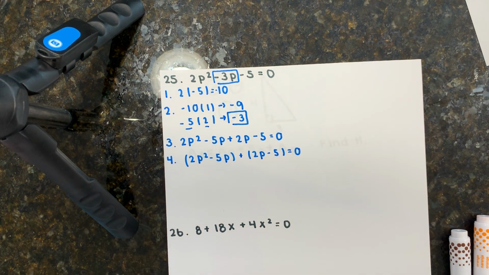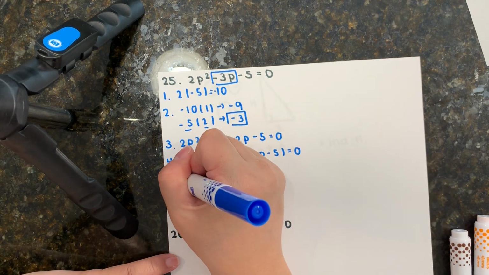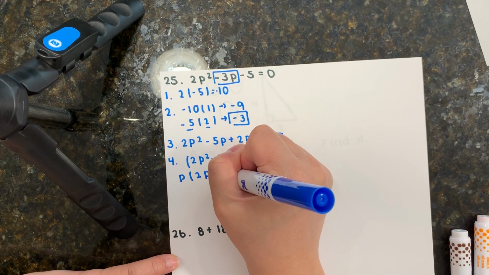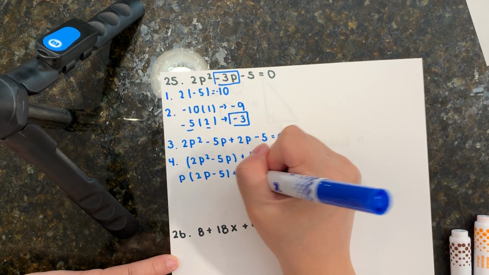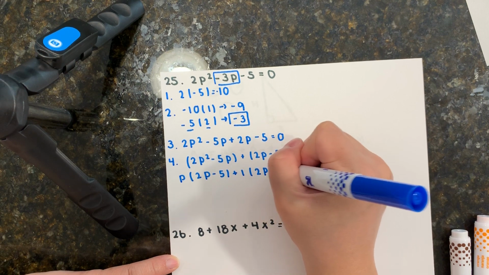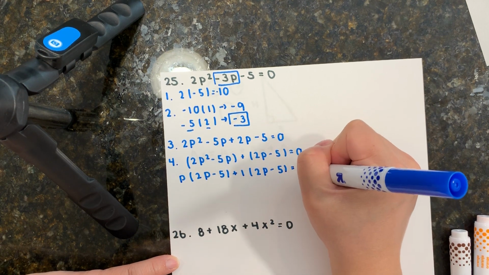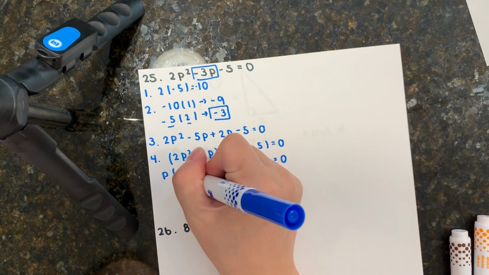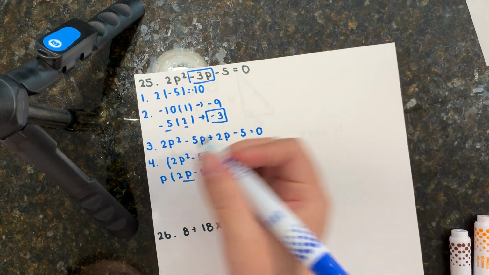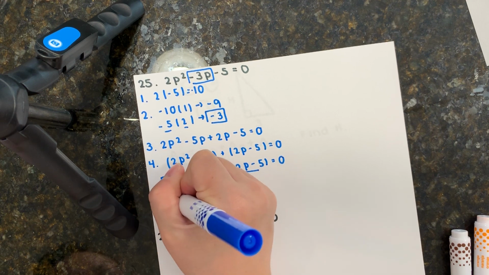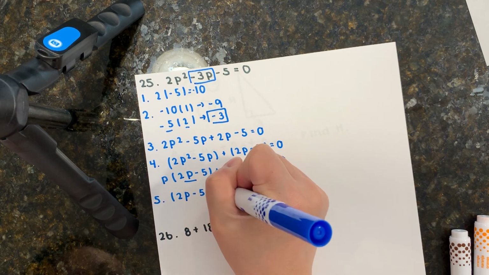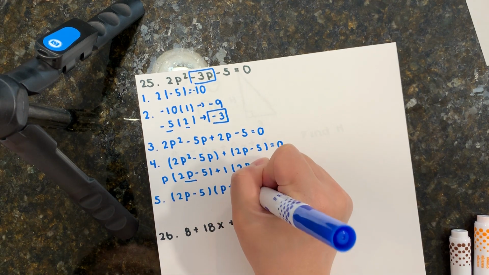And the only thing that's common within that first parenthesis would just be a p. So I'm going to factor out a p, and that will leave me with 2p minus 5. And then a 1, and then 2p minus 5, because there's nothing you could factor out of the second term. So you're now going to factor out the like expression, which in this case is the 2p minus 5. So now I have 2p minus 5, and then in the second parenthesis would be the p plus 1.